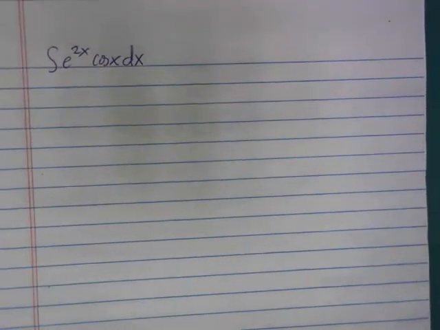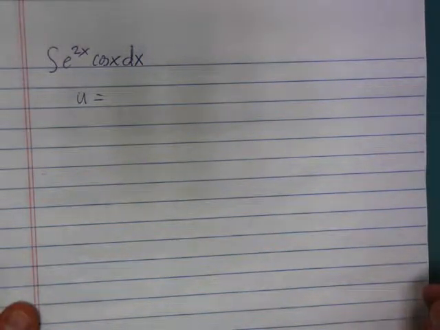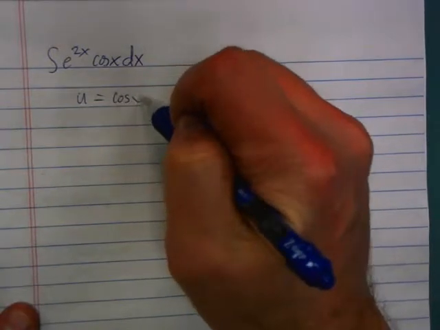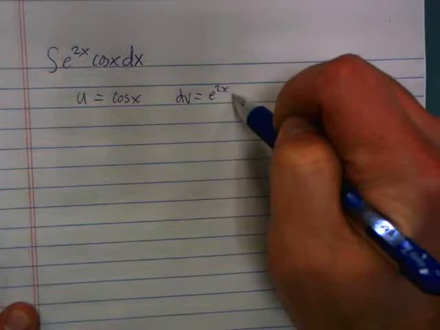All right, so like I said, this is where we left off the other day. And we decided we wanted to try this one by the tabular method and see what happens. So if I'm going to use the tabular method, u is cosine x, and dv is e to the 2x dx.